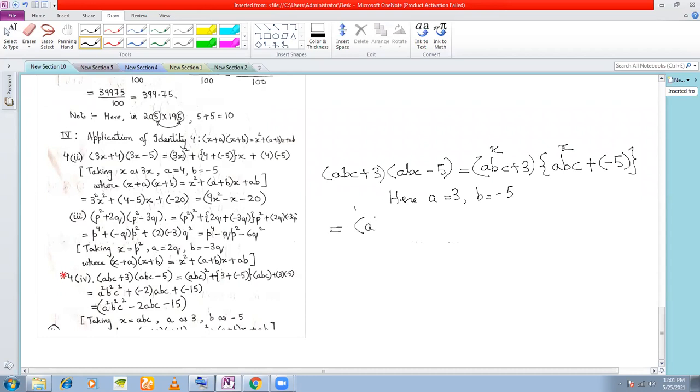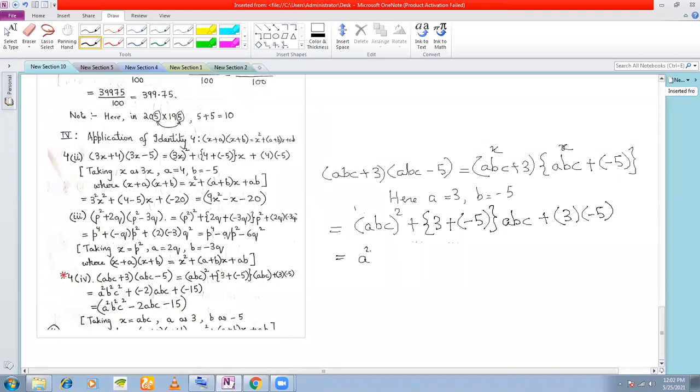First term is x square, so (abc) whole square. Next is plus a plus b, so a plus b is plus 3 plus minus 5, into x. Remember, don't forget the x. x here is abc, plus ab, 3 into minus 5. So that's it.